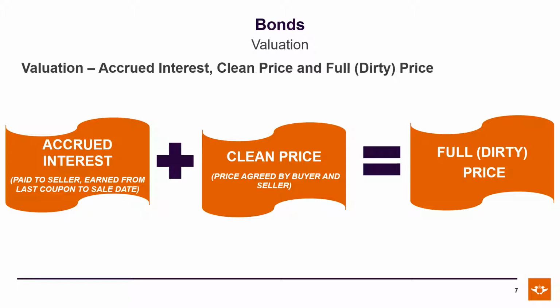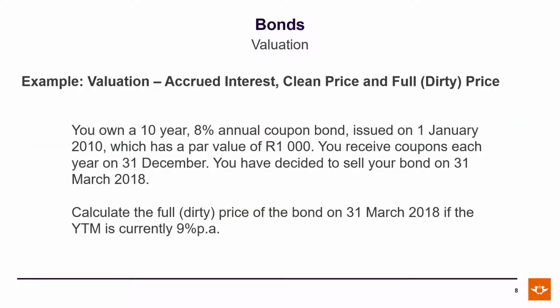I'm now going to illustrate this concept with an example. You own a 10-year, 8% annual coupon bond issued on 1 January 2010 with a par value of 1,000. You receive coupons each year on 31 December, and you have decided to sell your bond on 31 March 2018. You now need to calculate the full or dirty price of the bond on the 31st of March, if the yield to maturity is 9%.